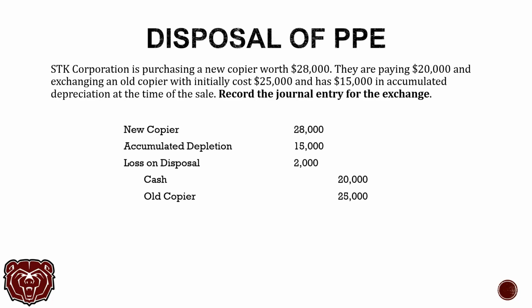So again, what are we getting? Well, we're getting a new copier. Okay, that's our new asset. What do we have to get rid of? Well, we know we have to get rid of the old copier on our books and the accumulated depreciation on our books. And then what else are we getting rid of? Well, we're getting rid of some cash. To make that journal entry balance, you need $2,000 debit. That's going to be a loss on disposal.